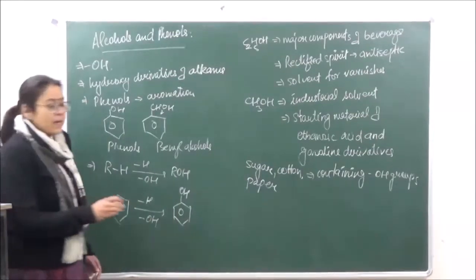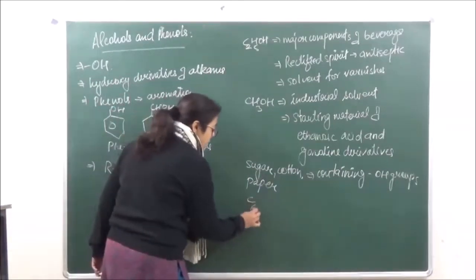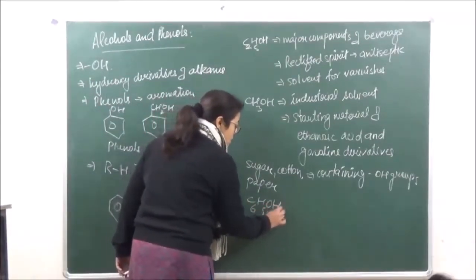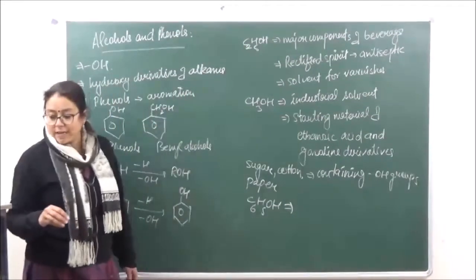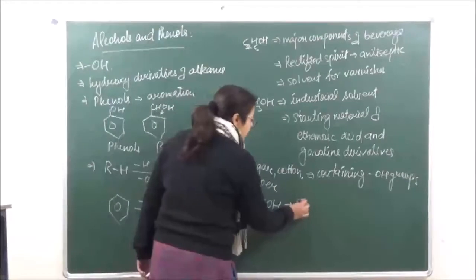Then we have another one which is C6H5OH, which is known as phenol. This is used as a disinfectant and it is also used as an antiseptic.